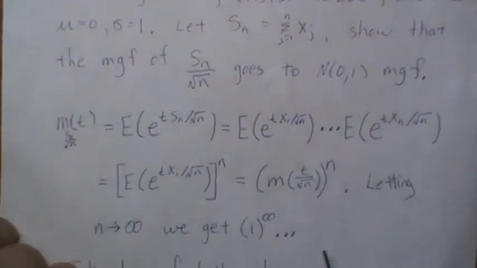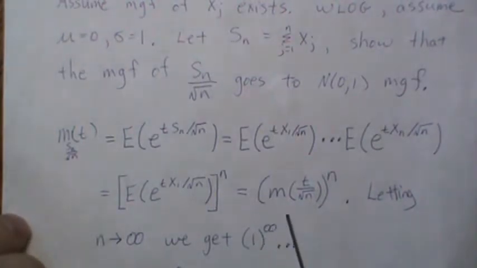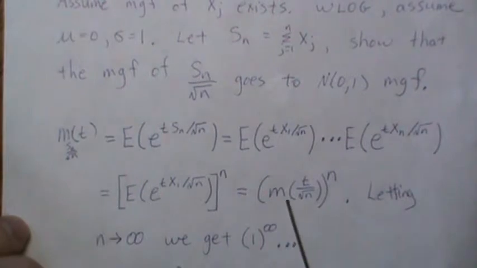Now if we let n go to infinity, we get 1 raised to the infinity, because if we let n go to infinity, this piece goes to 0, and the moment generating function of 0 is 1.